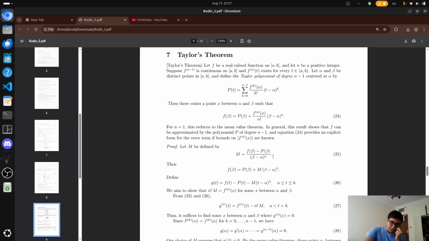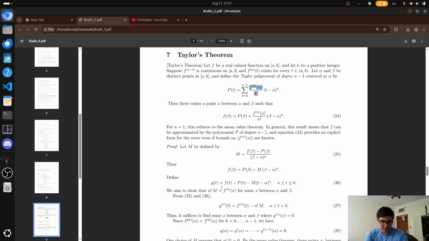And the proof here is that you take f of beta is equal to p of beta plus m times beta minus alpha to the n. And we want to show that this m is actually this thing over here. And how we do this is that we take the derivatives multiple times and show that these derivatives go to 0, and we're just left with this term over here for some x.